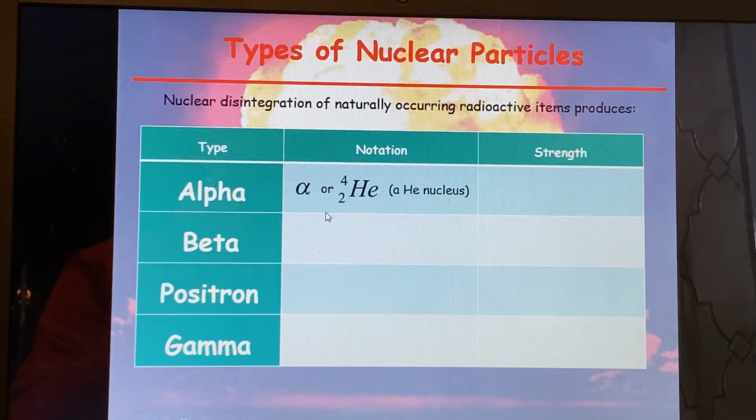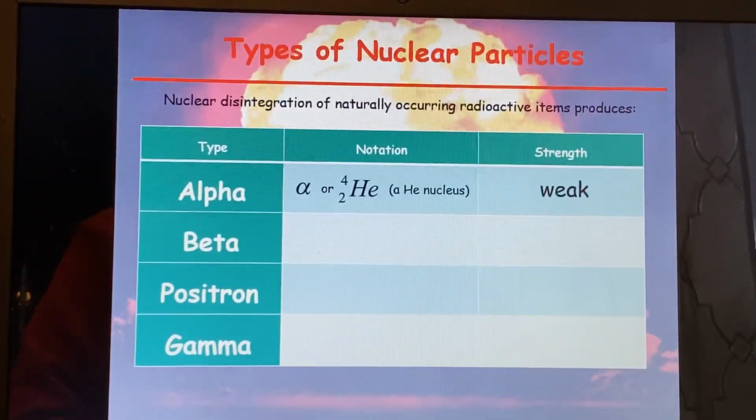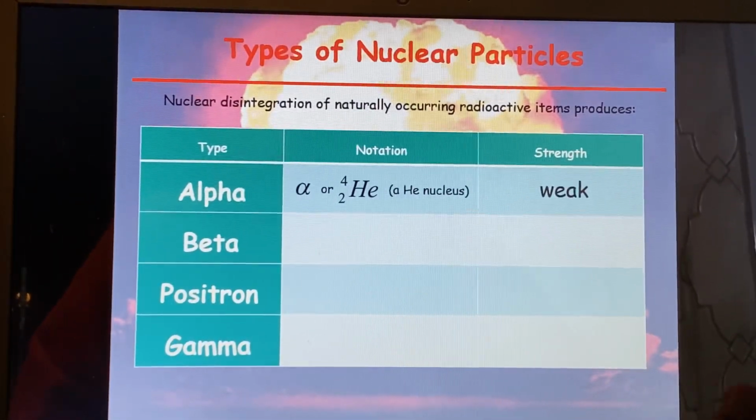We're going to go into the strength or penetrating ability, just kind of pushing this here now. Alpha particles are a pretty big particle. If you think of a strainer, big particles don't get through strainers because they're physically too big. Alpha particles are weak because they are such a big particle. They're going to get stopped by lots of materials, so they don't get through very much.